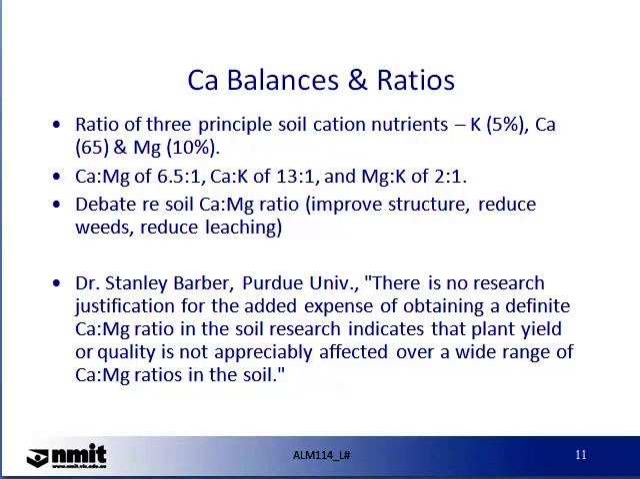Some of the claims are that the correct soil calcium to magnesium ratio will improve soil structure, reduce weed populations, especially such weeds as foxtails and quackgrass, plus improve foliage quality. It is also claimed that it would reduce the leaching of other plant nutrients and generally improve the balance of soil nutrients.